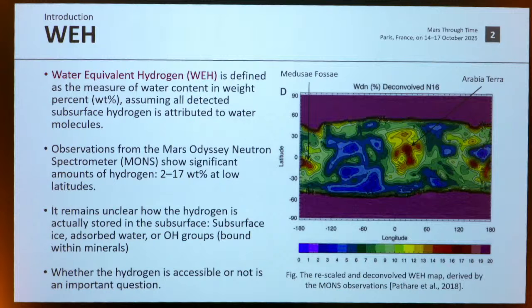This shows significant amounts of hydrogen around the equator, such as 2 to 17 weight % at low latitudes. However, it remains unclear how the hydrogen is actually stored in the subsurface. Potential candidates are subsurface ice, salt water, or OH groups bound within minerals. So whether the hydrogen is accessible or not is an important question for future missions.